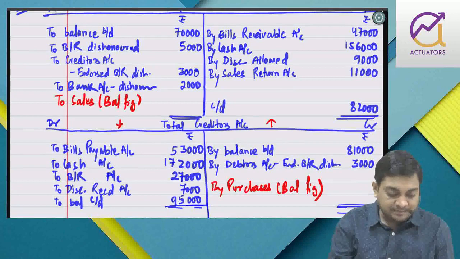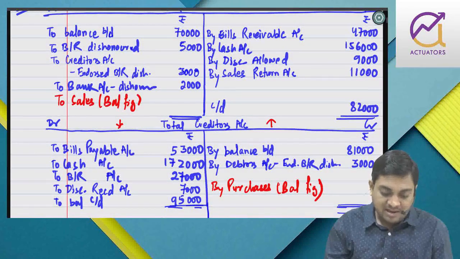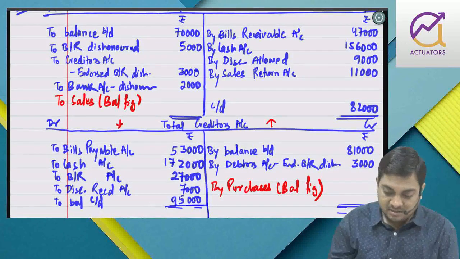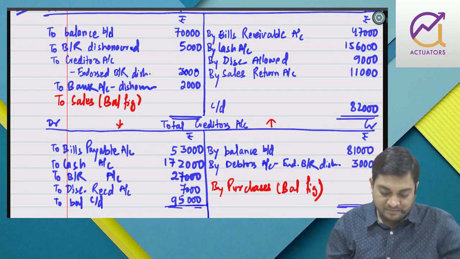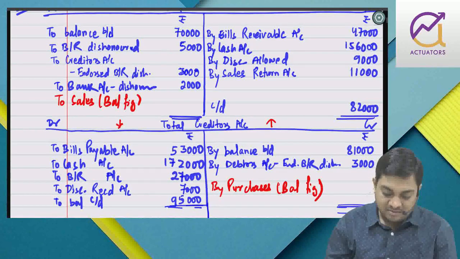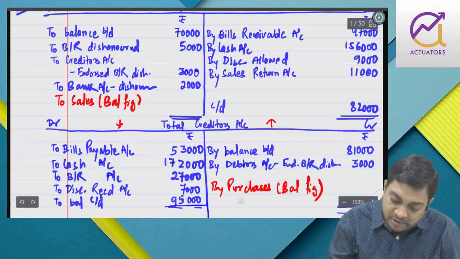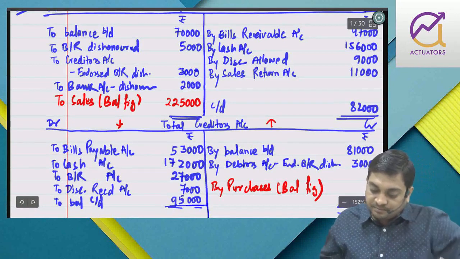So it is like 47,000 plus 1,56,000 plus 9,000 plus 11,000 plus 82 minus 70 minus 5 minus 3 minus 2, right? So it is coming to 2,25,000.